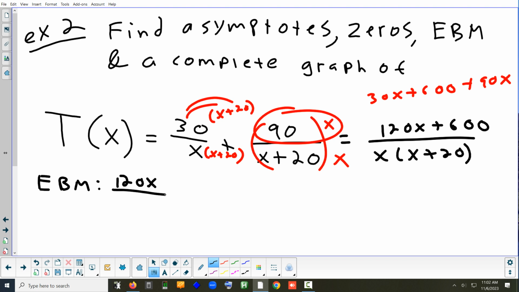And just be careful, what's the highest degree term in the bottom? Yeah, x squared, you have to FOIL that out. And that's going to turn into 120 over x. There's your EDM.